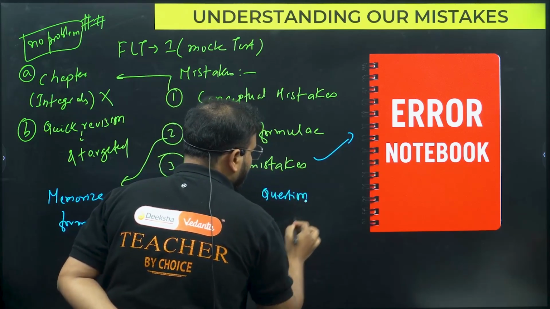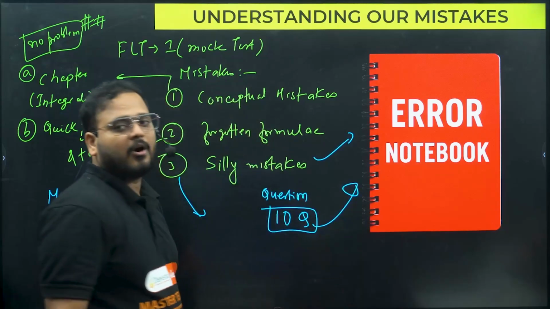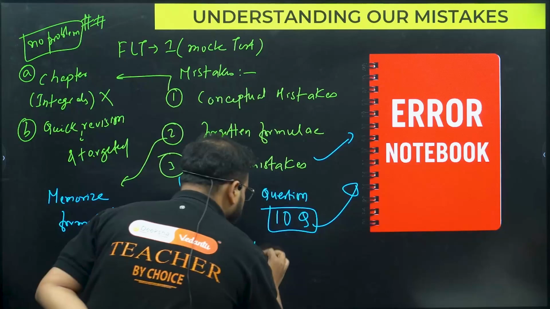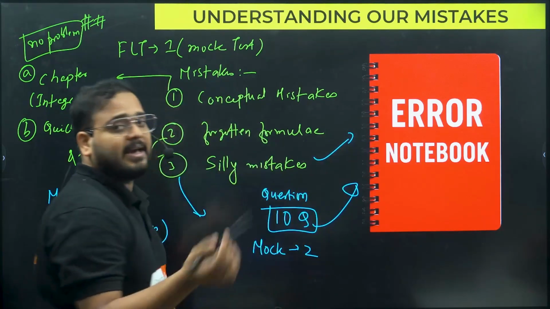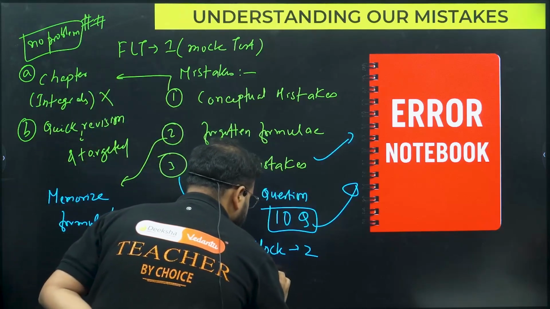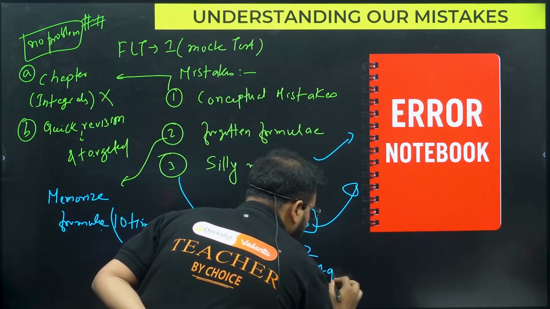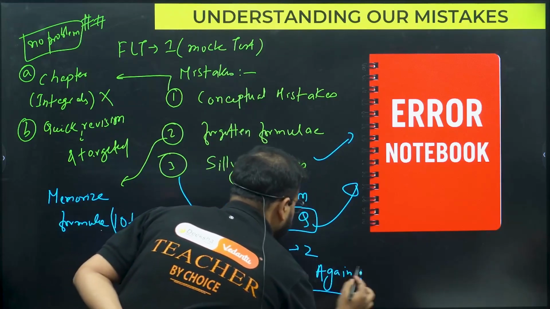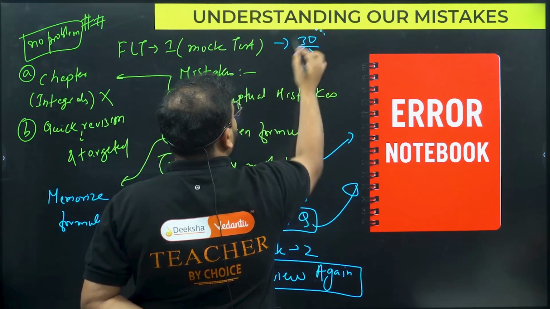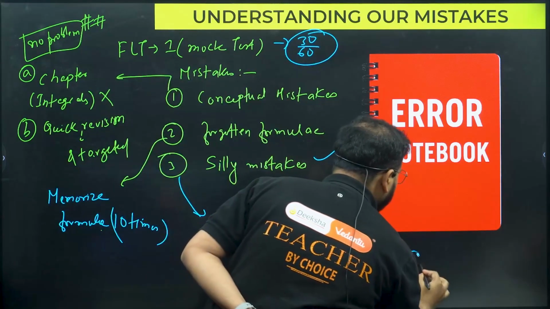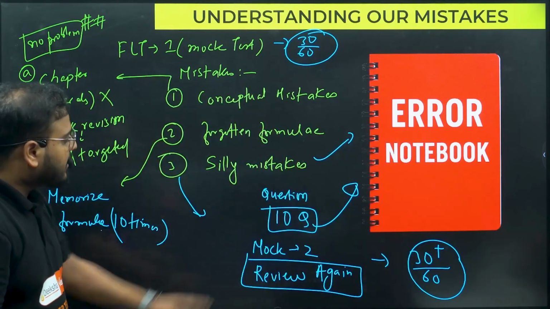Let's say you must have made almost 10 silly mistakes. Put all of these in the error book, and before writing mock test number 2, revise these 10 questions again. Go through these questions. Review them again before going for the next mock. You will see the trend. Of course, if in FLT1 I scored 30 out of 60, I'll surely score more than 30 out of 60.